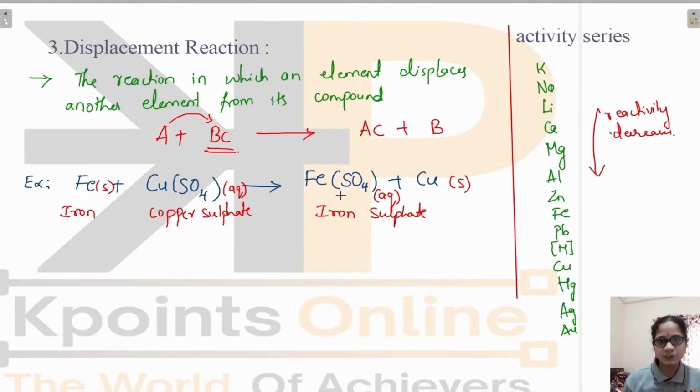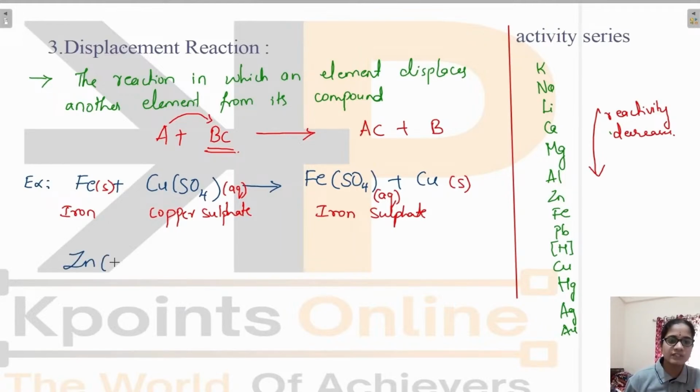It may be asked in your examination, like, why does the blue color solution of copper sulfate fade? Okay, you have to write the reaction and you have to mention what has happened, because iron has displaced copper from its solution to form iron sulfate. Okay, and copper is formed. In this way you have to write. Then let us see one more example.